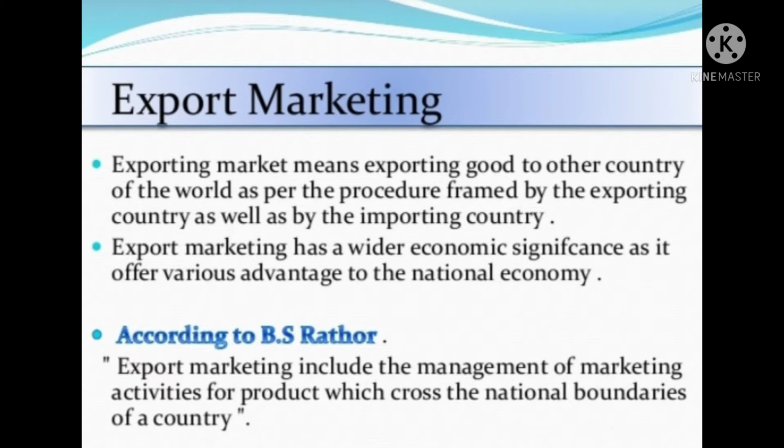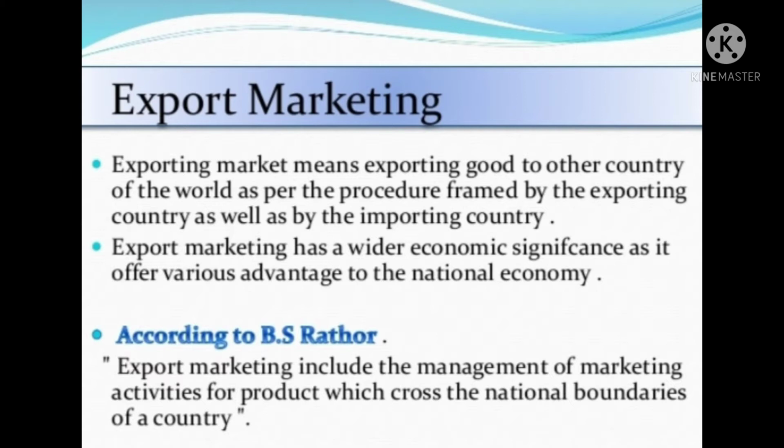Now, coming on to the second paragraph, export marketing has a wider economic significance as it offers various advantages to the national economy. So, when we are exporting the goods and services, the exporting country gets various advantages such as inflow of capital, tax collection, and our products are reaching many other countries so that our people get the income. Now, let's see the definition of export marketing.